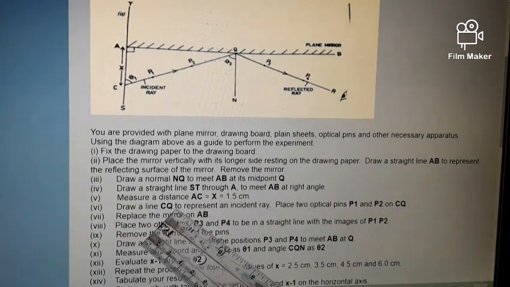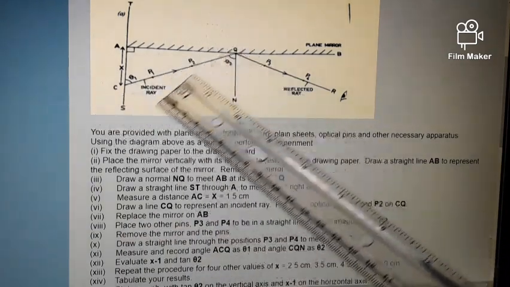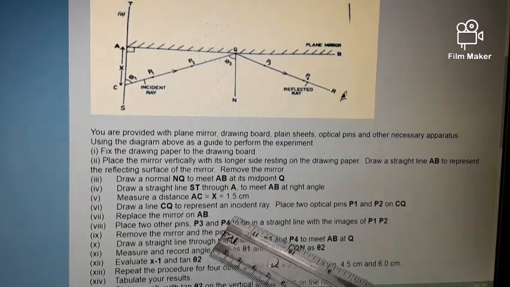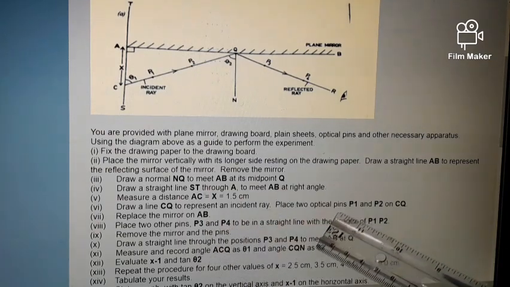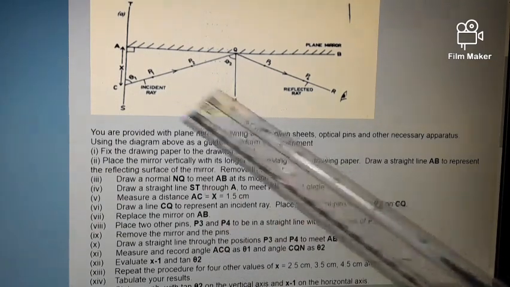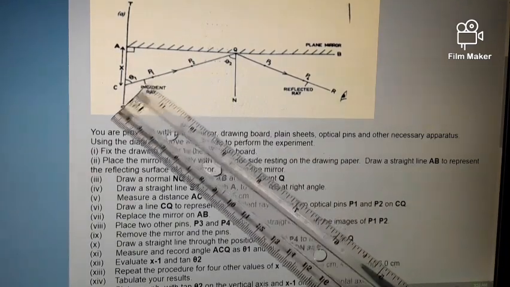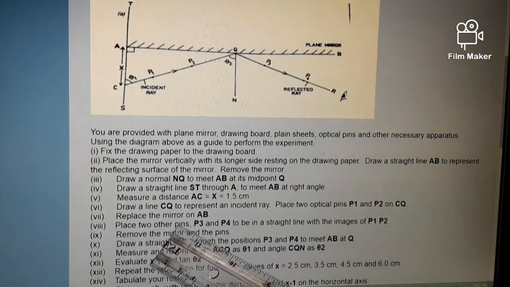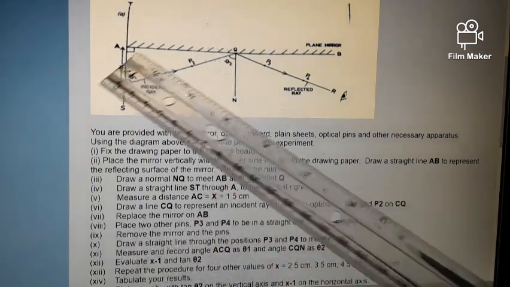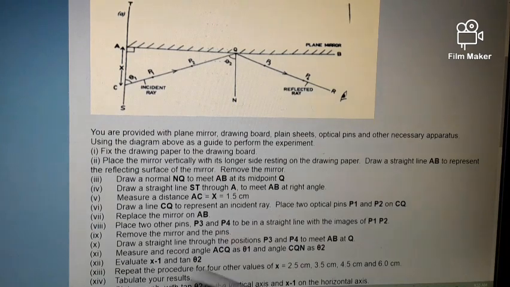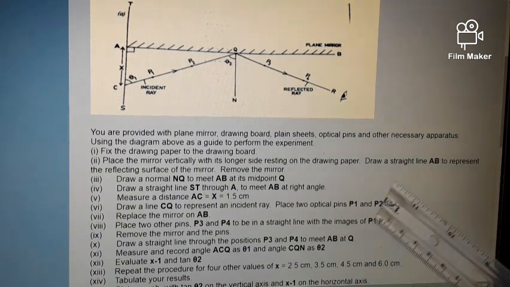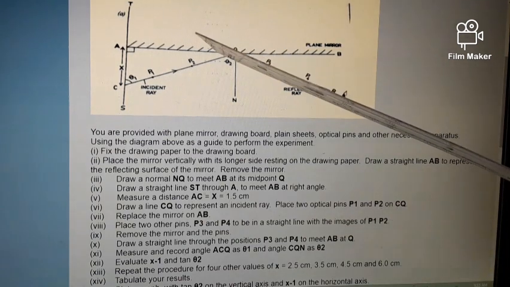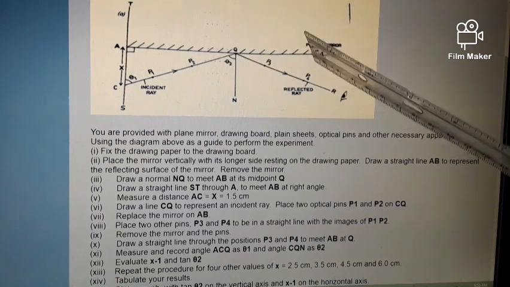Then draw a line CQ. So this is CQ to represent an incident ray. Place 2 optical pins, P1 and P2, on CQ. So you see one optical pin will be here, another will be here. Replace the mirror on AB. So I'm going to replace this mirror. Then place 2 other pins, P3 and P4, to be in a straight line with images of P1, P2. So these are the images here, P3 and P4.